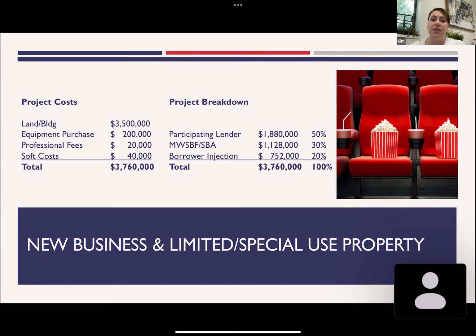But in this case, so land and building, equipment purchase, total project of just under 3.8, and the required injection, because it's our double whammy, is 20%. And of course, we reduce to the 30%, and then the participating lender is at the required 50%.